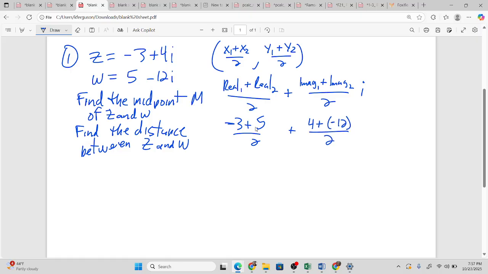And so let's see, that's going to be a positive 2 over 2 plus, that is going to be a negative 8 over 2 with a little i on the side. And so that's going to be 1 plus, oops, not plus, sorry.